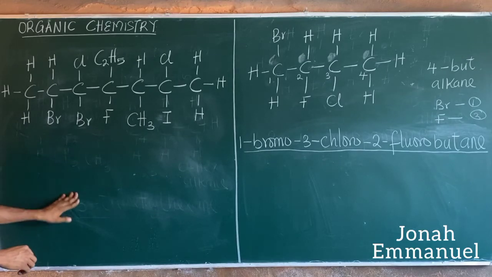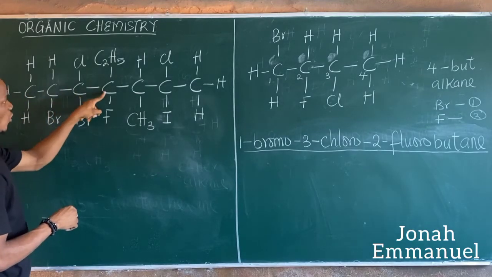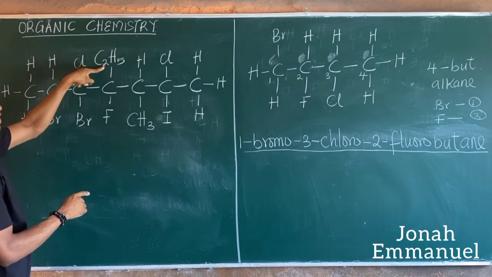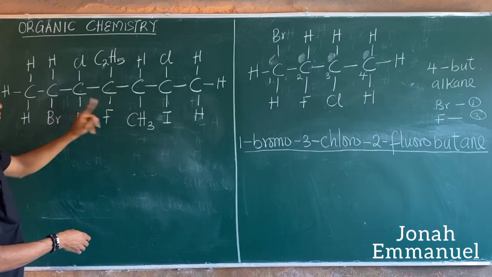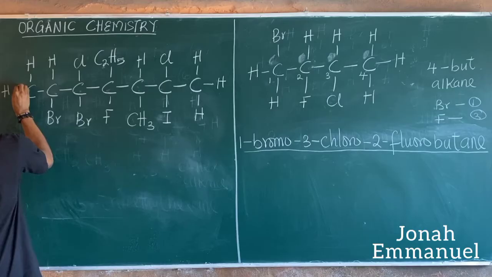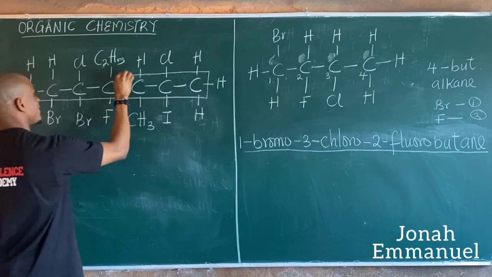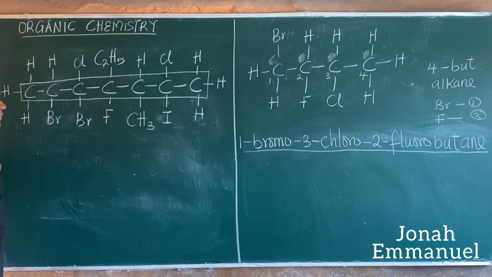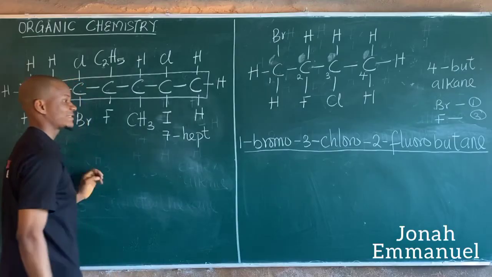Alright, so I'm having to name this compound. How do I name this? My first task would be to identify the longest continuous carbon chain. For this one, my longest continuous carbon chain would be 1, 2, 3, 4, 5, 6, 7. So I have 7 here. So I'll take this one as my longest continuous carbon chain because it has 7 carbon atoms linked together. Of course, we said 7 is called what there? Hept. Alright, that's case 1.